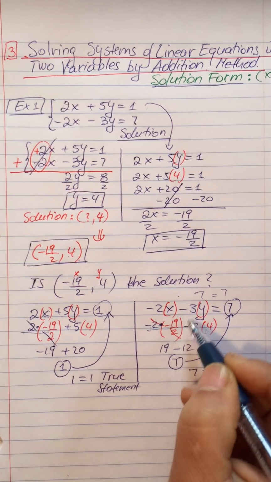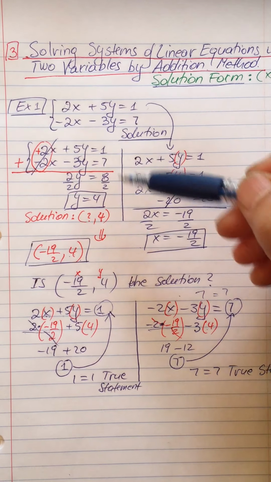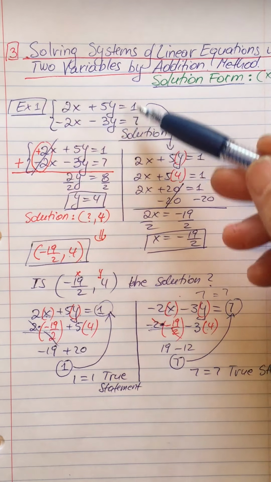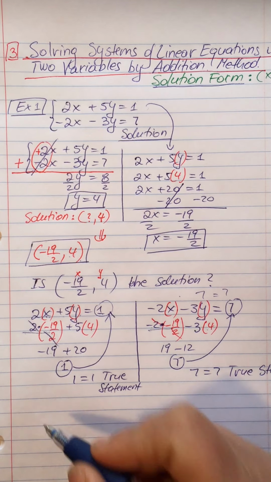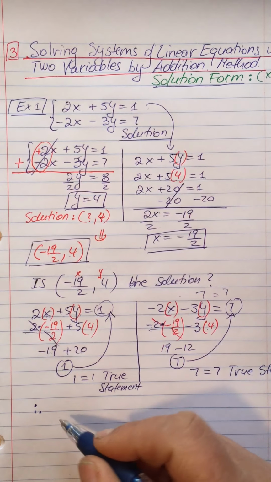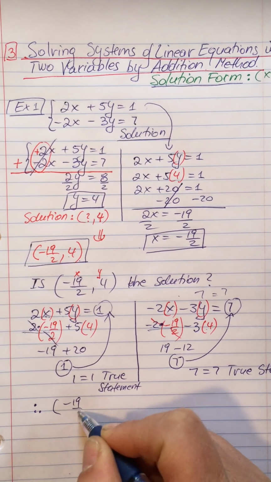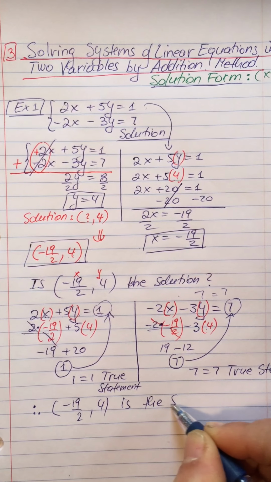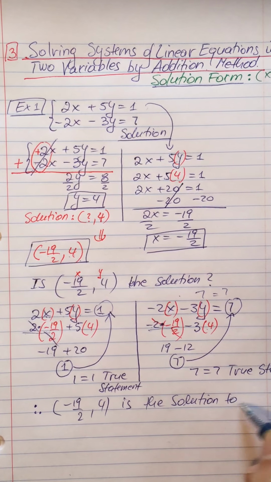So my solution satisfied the second equation, and hence my solution satisfied the system. Therefore, since my solution satisfied the system, (negative 19 over 2, 4) is the solution to the given system.